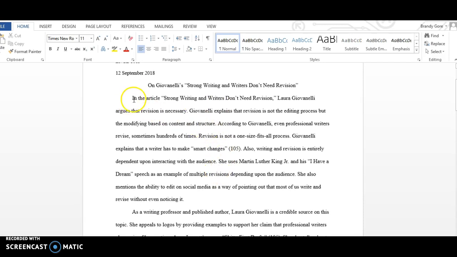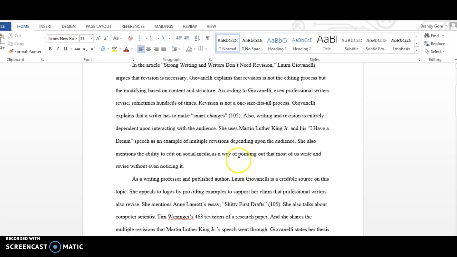Notice that in this first sentence, in the article, "Strong Writing and Writers Don't Need Revision," comma, Laura Giovanelli argues that revision is necessary. I would really like to see right away in each of your essays the title of the article, the author, and that author's general thesis, okay? And then you can go from there. I'm not going to read this for you. I just wanted to point out a few things.